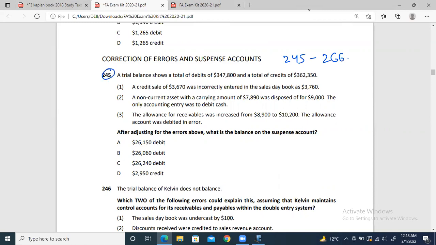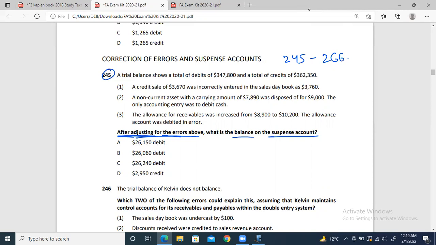So 245, let's start this first one. After adjusting for the errors above, what is the balance on suspense account? Over here, I'll start to make the logical understanding of what we actually do in the questions, and the question technique used here. In the requirements, clearly written and very important, it says after adjusting for the errors. So these are the three errors. We need to correct them in the suspense account, and then tell the final closing balance of the suspense if there is any.